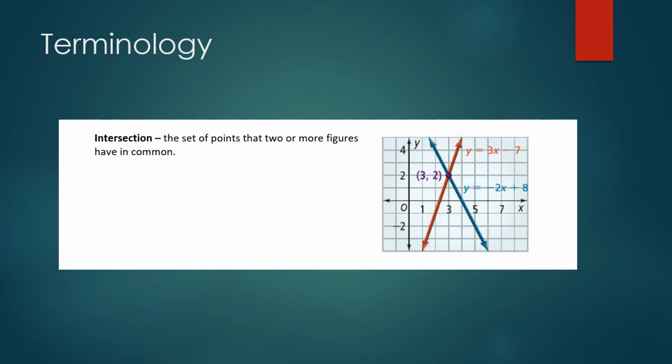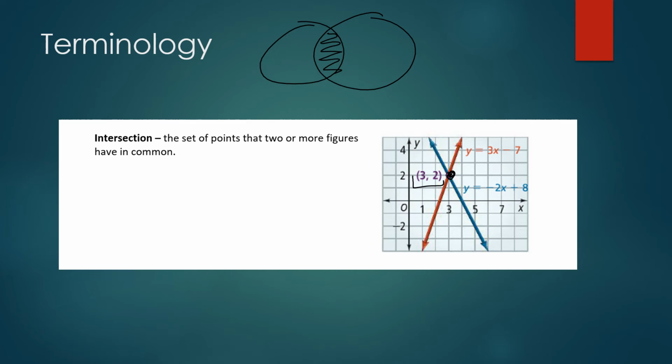Here we've got another slide of terminology, and we're going to be talking about an intersection. So the intersection is the set of points that 2 or more figures have in common. So for this picture on our right, the blue line and the red line meet at point (3,2), meaning that the point (3,2) is on both lines. That is their overlap. You could also think about it like a Venn diagram. The overlap would be the middle section.